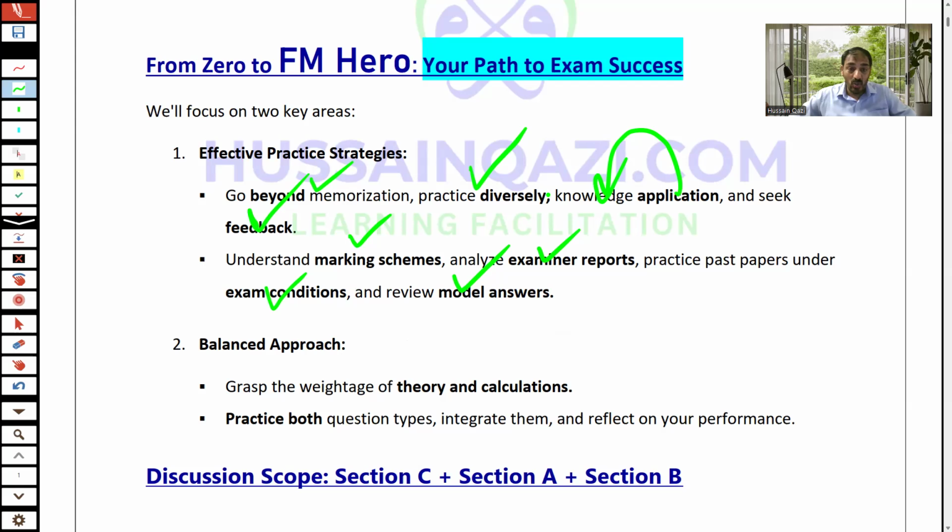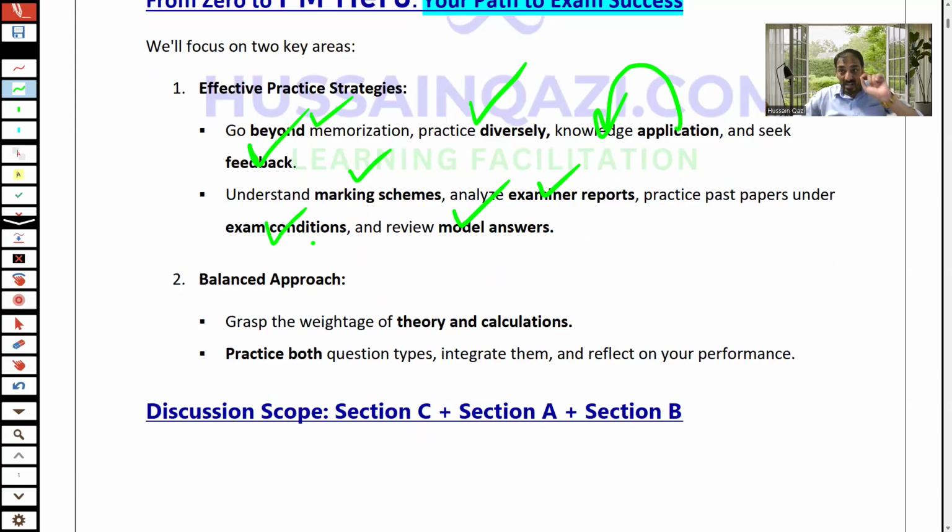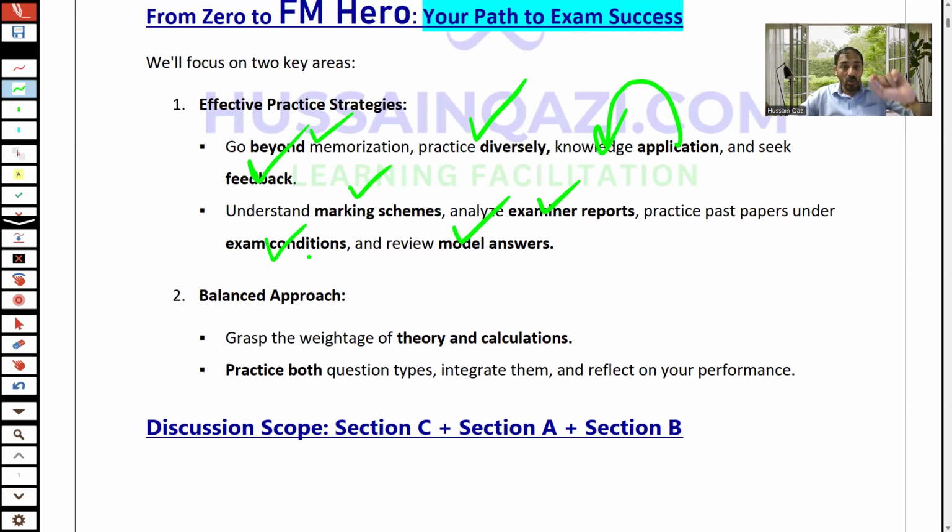Number two, you have to focus, very important. Before the exam, make sure that you are investing your time for revision and practicing with a balanced approach. Sir, what is the meaning of balance? Students, at least 50% of the exam you will face is theory and 50% is calculation. So you have to invest your time before the exam for practicing and revision in the same proportion.